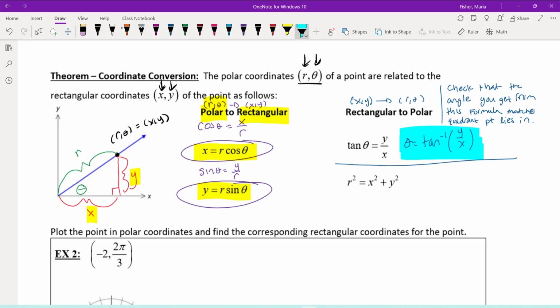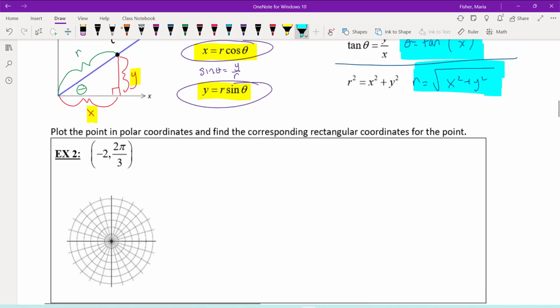To determine the formula for r, let's go back to this triangle here. Notice it's a right triangle, so using the Pythagorean theorem, r squared equals x squared plus y squared. Therefore, we can say that r equals the square root of x squared plus y squared. So the formulas we're going to use to convert from rectangular to polar are r equals the square root of x squared plus y squared, and theta equals inverse tangent of y over x.